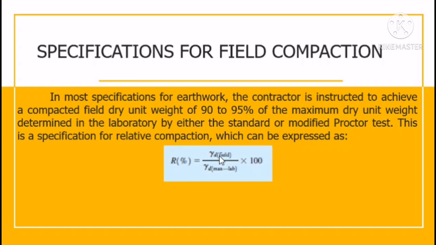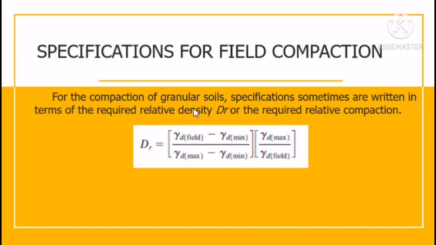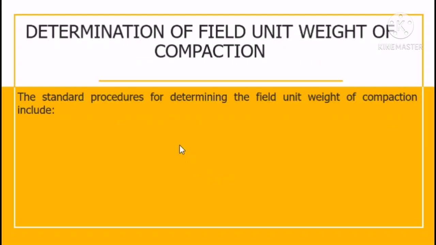So, makukuha natin yung dry unit weight sa field. And ito naman yung makukuha natin sa laboratory. So, for the compaction of granular soils, specifications sometimes are written in terms of the required relative density or the required relative compaction. So, we already discussed the formula for the relative density and ito yun: the unit weight in the field, the minimum dry unit weight and the maximum dry unit weight. So, paano natin kukunin naman yung dry unit weight sa field? Kasi 'di ba? In order for us to get the maximum dry unit weight, we use standard Proctor test or the modified Proctor test.